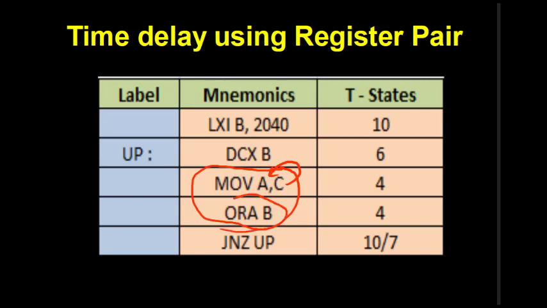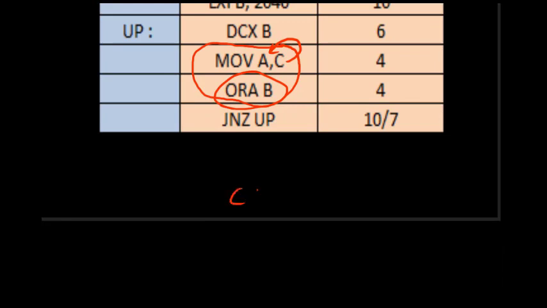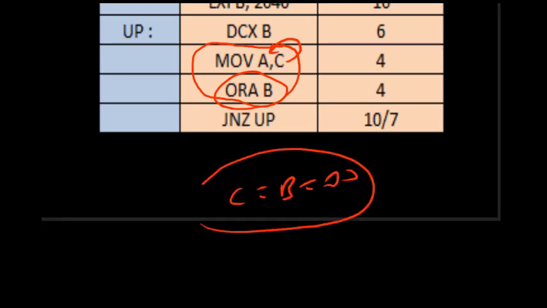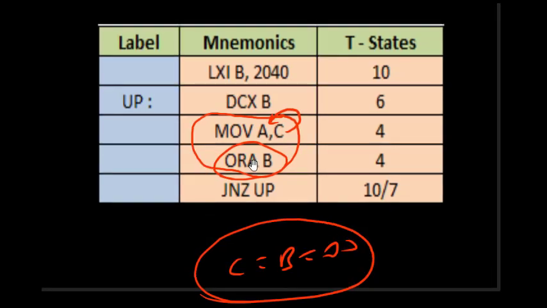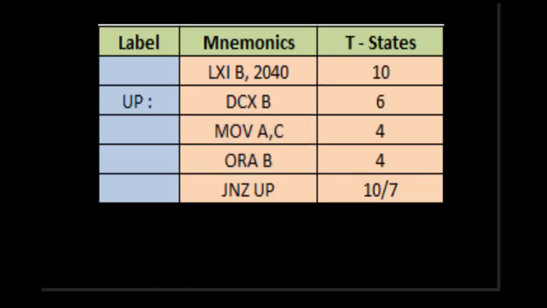So this ORA B can set the zero flag if and only if C and B both become 0 at the same time. This is the only way to check the contents of BC to be 0 0. So what is done is, here we transfer the contents of C to A. Suppose we are just decrementing this 2040 using DCX B, it is just decrementing the register pair, and a time will come when C will become 0 and B will also become 0. For that case, what will happen?